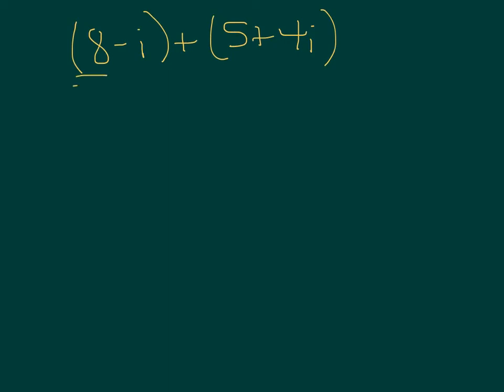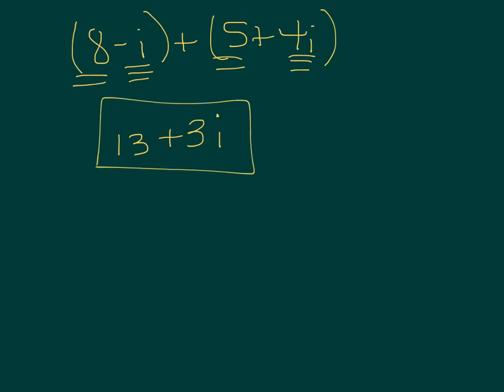So literally in this case, you would put the 8 plus the 5, which would be 13, and then you'd put the negative i and the 4i together, getting you 3i, and your answer would be 13 plus 3i, the complex number 13 plus 3i. You do need to write it in this order, with the real number first, the imaginary number second.